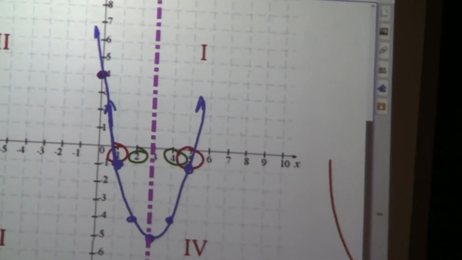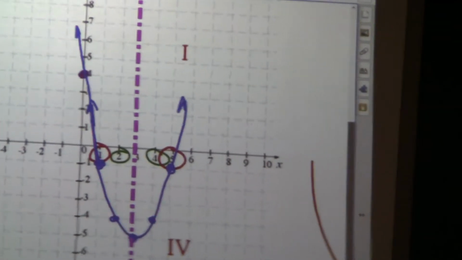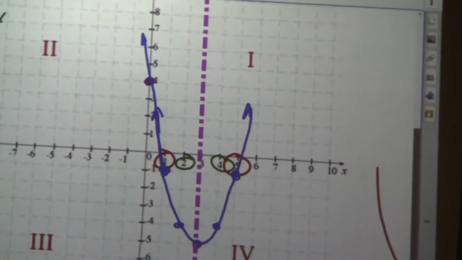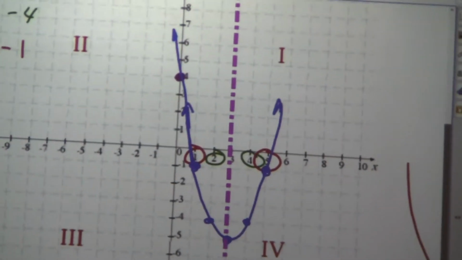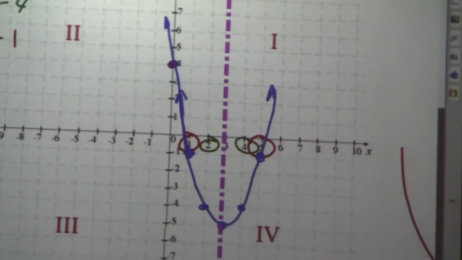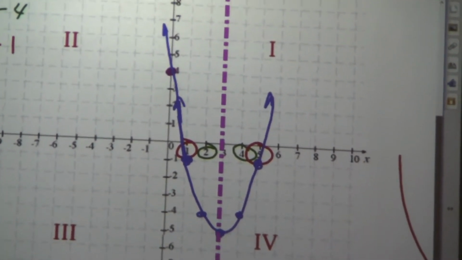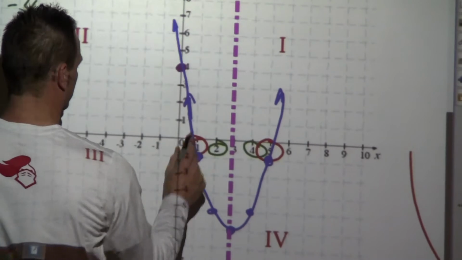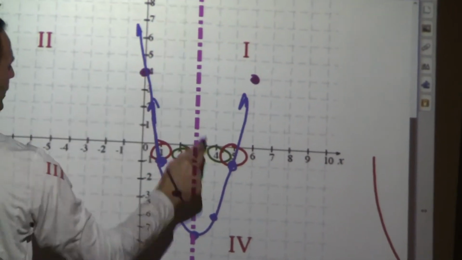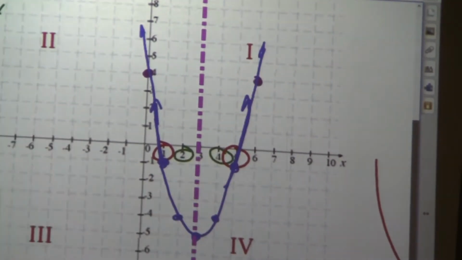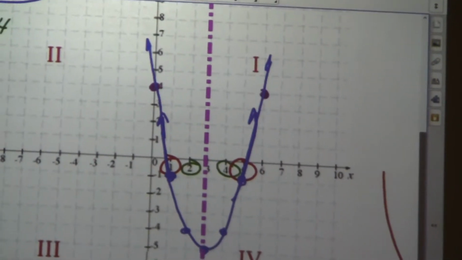Can someone tell me what would be the point symmetrical? What is the point symmetric to the y-intercept? What are the coordinates of the point symmetric to the y-intercept? A lot of vocab there. 6, 4. 6, 4. I agree. Very good. Does everybody understand where those numbers came from? Yes. Are there any questions? All right?